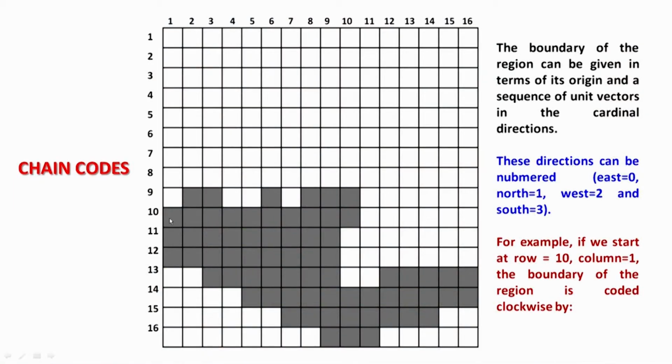Row 10 is this one, because on the extreme left, that is column 1, row 10 is the first pixel which has to be coded, or whose boundary has to be recorded. So we start with row 10, column 1, and the boundary of the region is coded clockwise. Though the codes are anti-clockwise, the boundary will be coded clockwise.